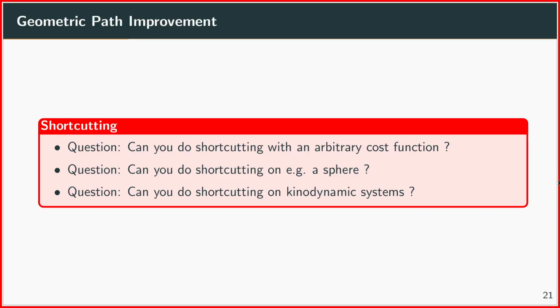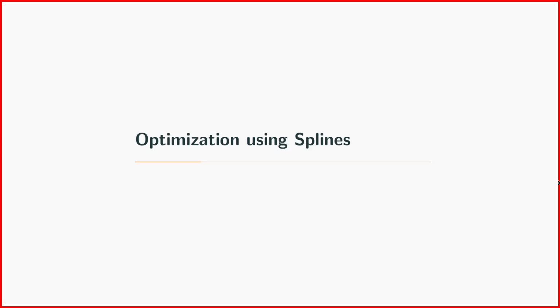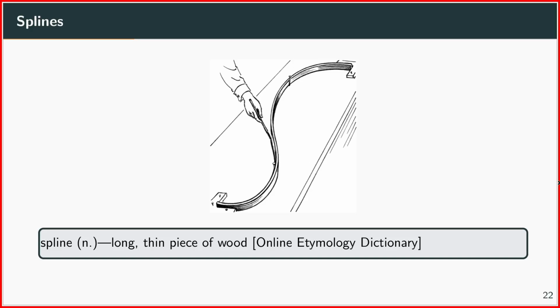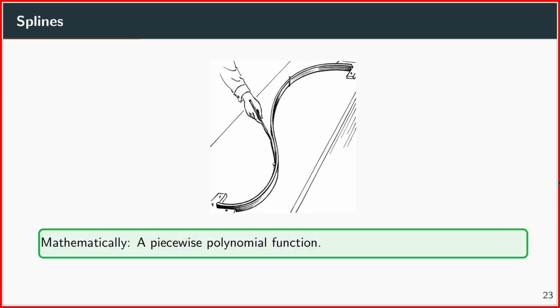Okay, any other question? Cool. Okay, then we will look at a second topic, optimization using splines. And before we go in there, just a small reminder of what splines are. The word spline actually comes from shipbuilding, where people used planks to get the shape of a ship, and this was called a spline, and from this developed the mathematical definition, which is basically a piecewise polynomial function.